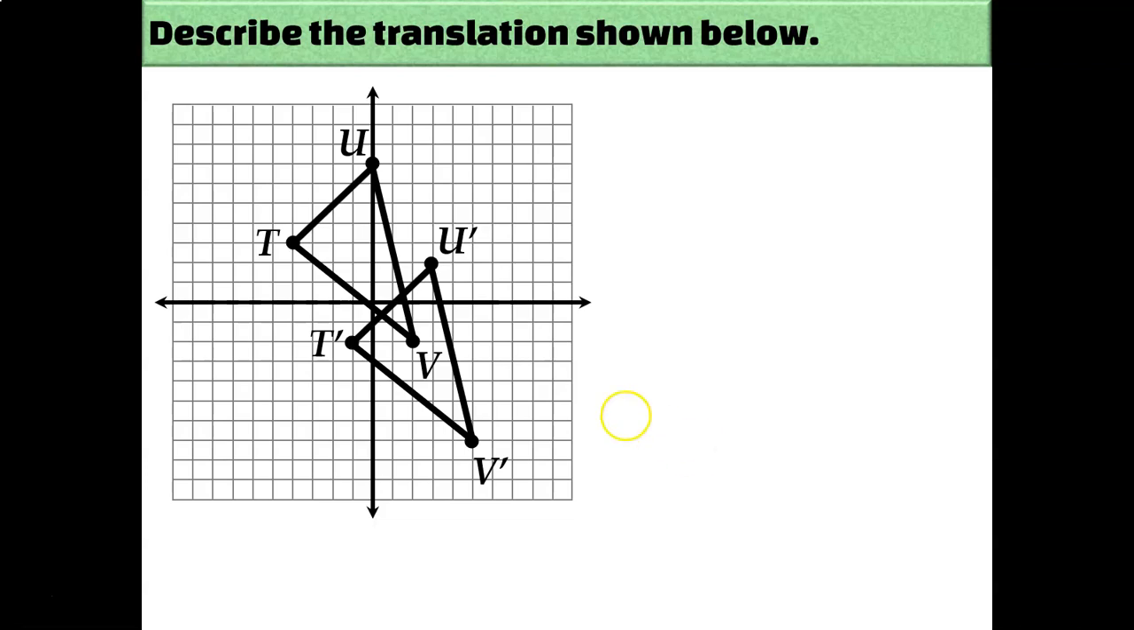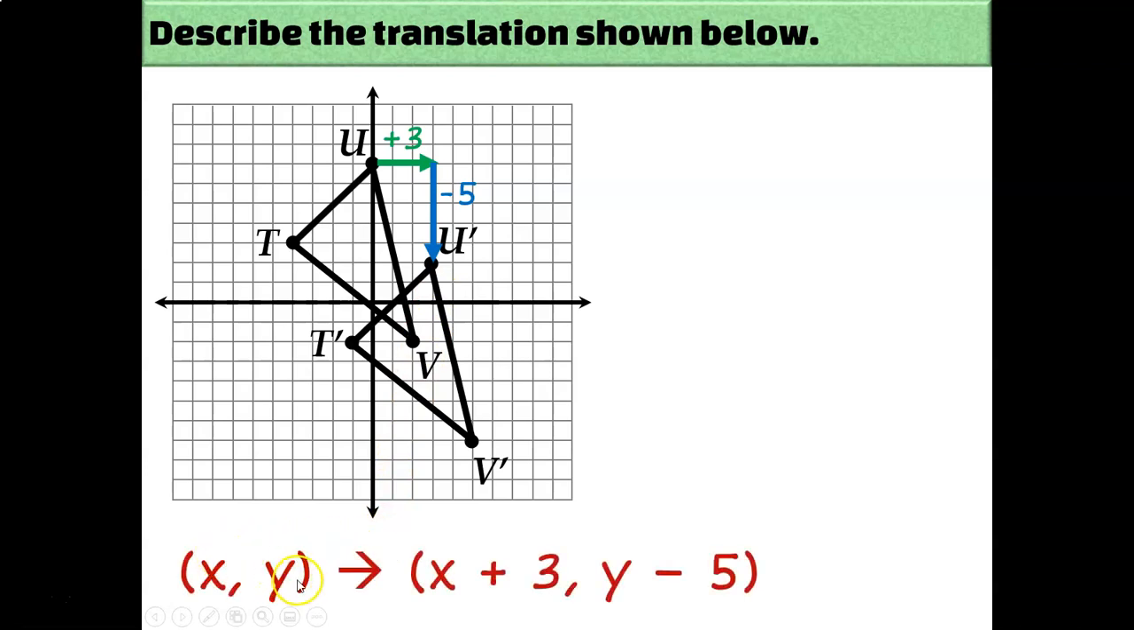Let's see how you did. Triangle TUV is our preimage, and triangle T prime, U prime, V prime is our image. So going from the preimage to the image, I go to the right 3 and down 5. So as a rule, I would write that as x, y, to the right arrow, and then x plus 3, comma, y minus 5. That means you move to the right 3 and down 5.